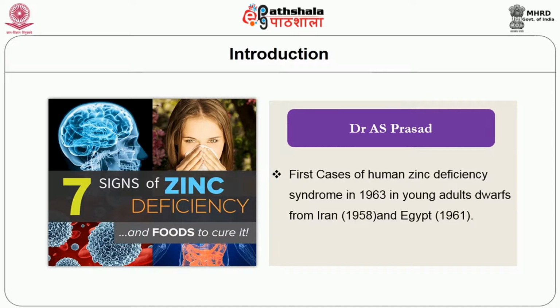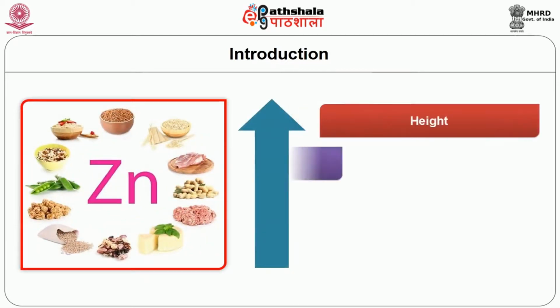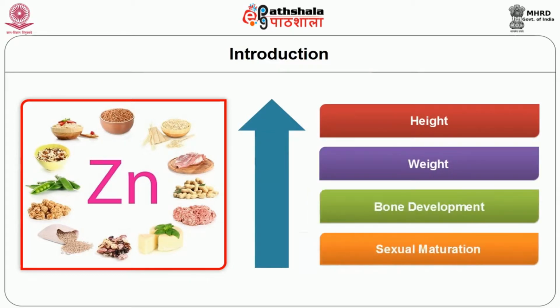He found that many of the young adults were dwarfs, meaning small in stature, and he realized that there was some deficiency of metals in these adult dwarfs. He supplemented them and found a significant increase in height, weight, bone development and sexual maturation. These were the initial studies that proved that zinc was essential for the survival of humans.